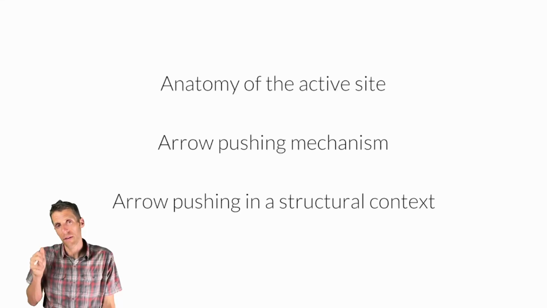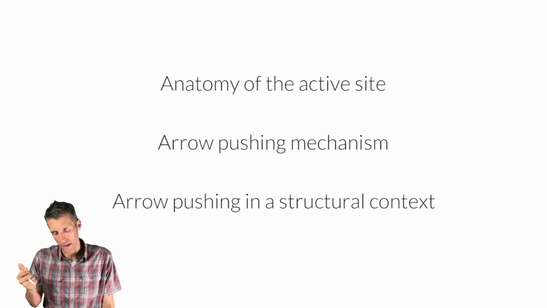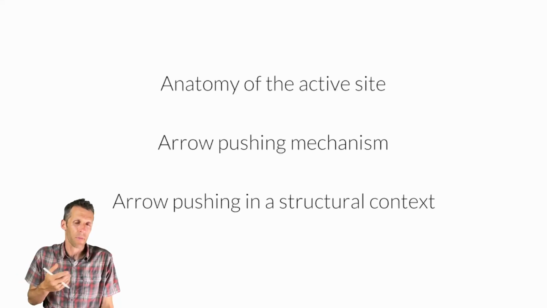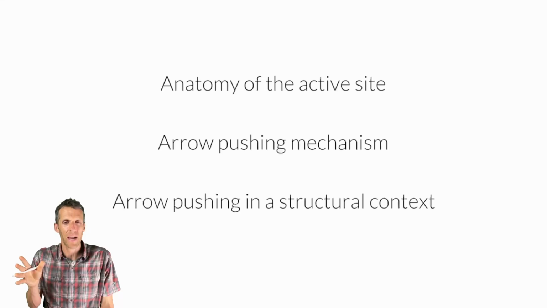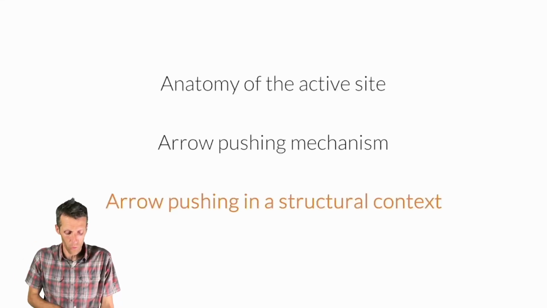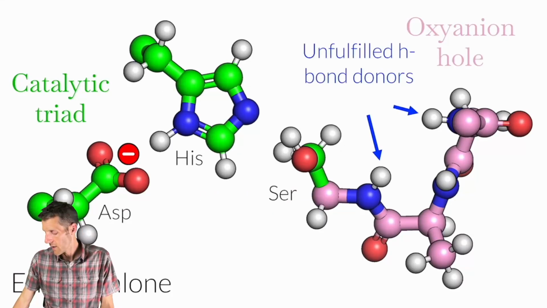Okay, so we've done the anatomy of the active site, we've done the arrow pushing mechanism. Now I'm trying something new. I'm going to try to put it into a structural context. That's for me what I've noticed in the past is students have struggled the most with: okay, I saw arrow pushing, how does that translate into a protein structure? So we're going to attempt to do that.